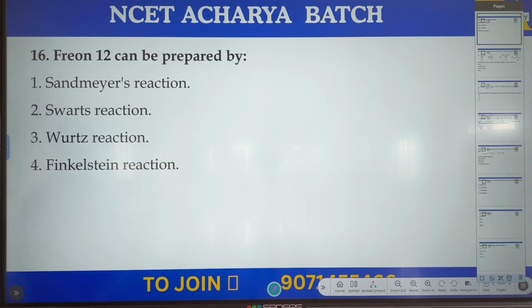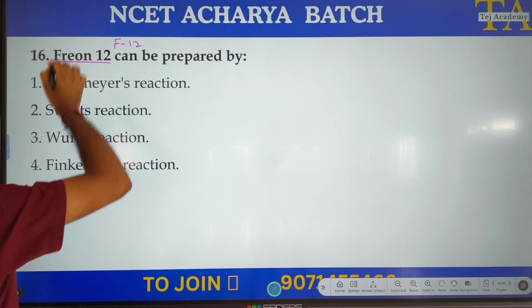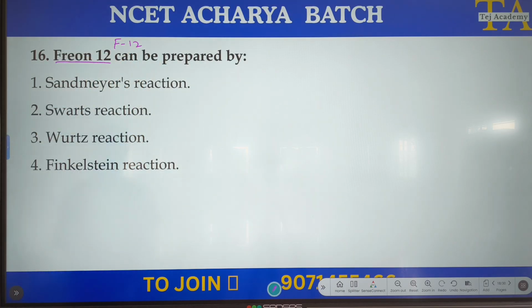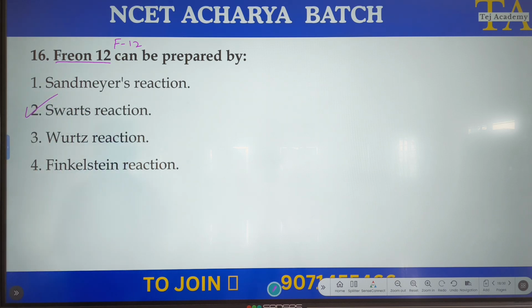16th one: Freon 12 can be prepared by. This is a fluoride compound, F12. We know that fluorine compounds or fluorine halides will be prepared by using the Swarts reaction.